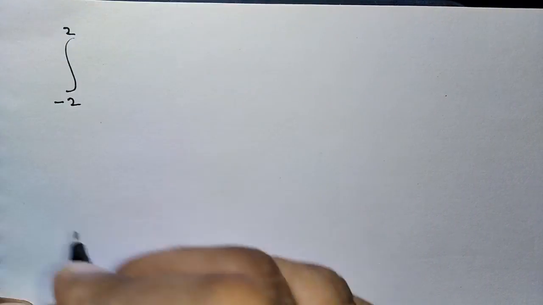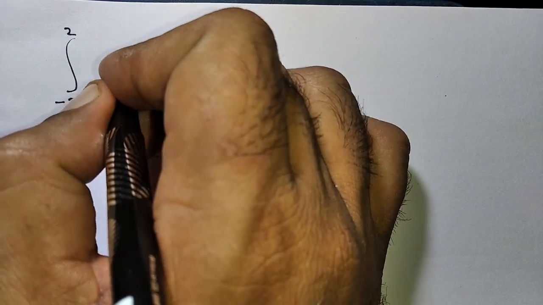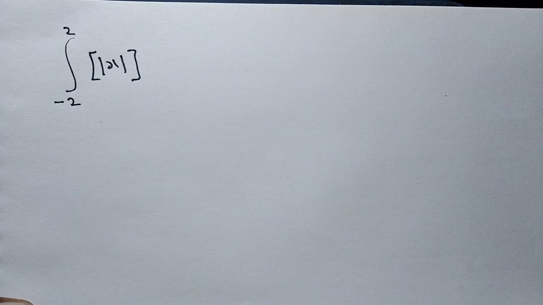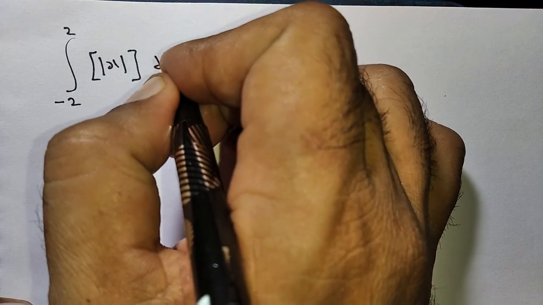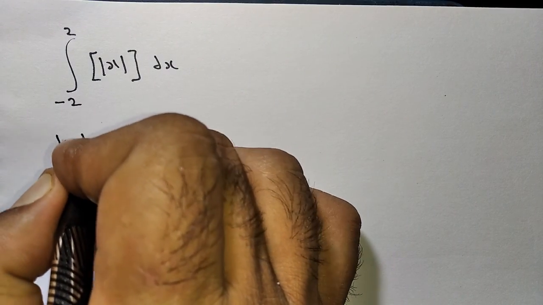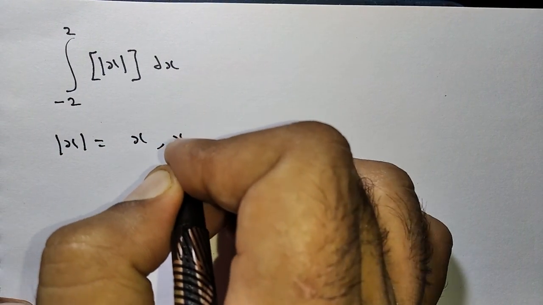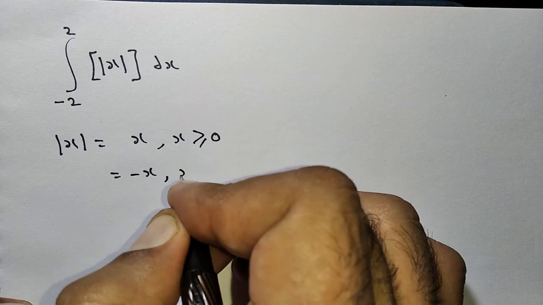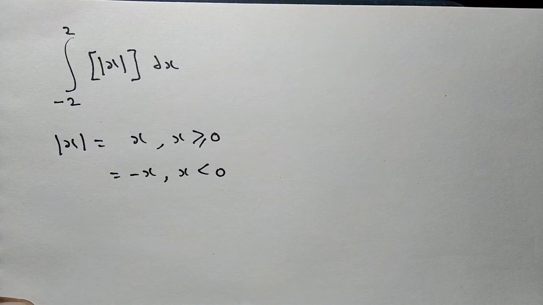First we will calculate the integration from minus 2 to 2 of mod of x and then the greatest integer function, dx. We know that mod of x is equal to x when x is greater than 0 and equal to minus x when x is less than 0.